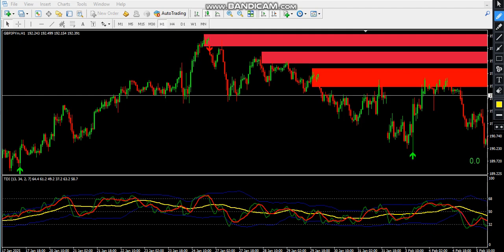This is currently on GBPJPY. It works on all currency pairs, but I wouldn't advise you to trade it on any stock indices. But on currency pairs and metals, you're good to go.